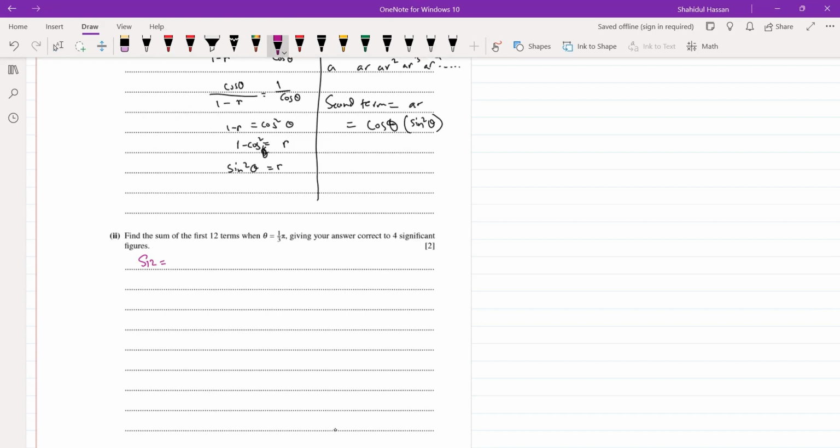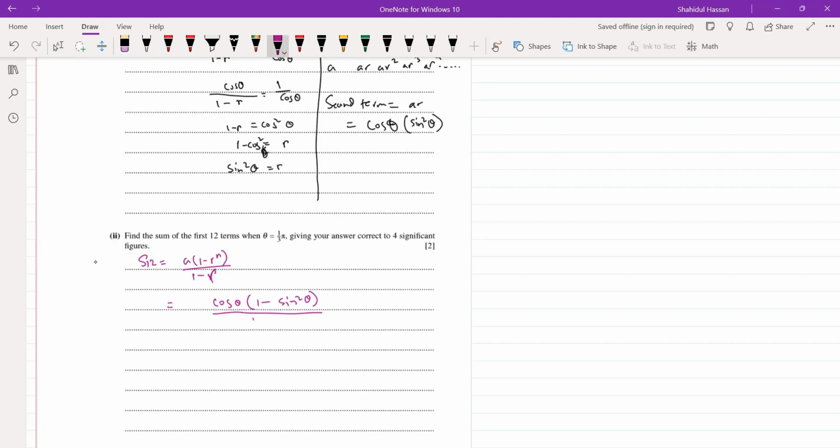What is the formula? The sum is a(1 minus r to the power n) divided by 1 minus r. This is your sum of 12 terms. What is your first term a? The first term is cos theta. What is your common ratio? Sine square theta.